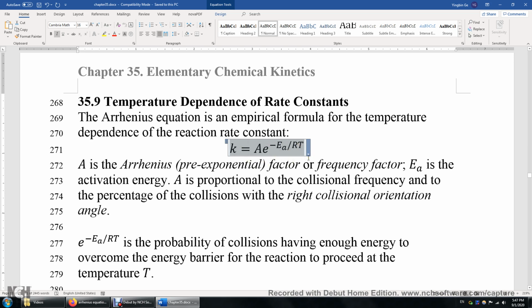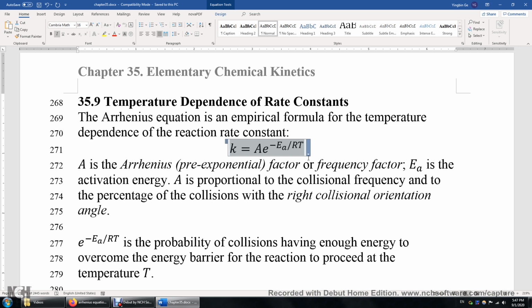Imagine you have two reactants, A and B, about to react with each other. The reaction rate is proportional to the collisional frequency between our A and B, and also it's proportional to the percentage of the collisions with the right collisional orientation.